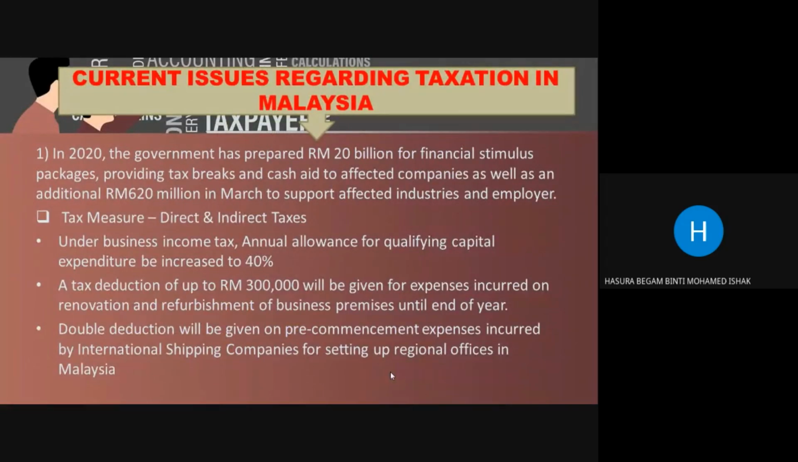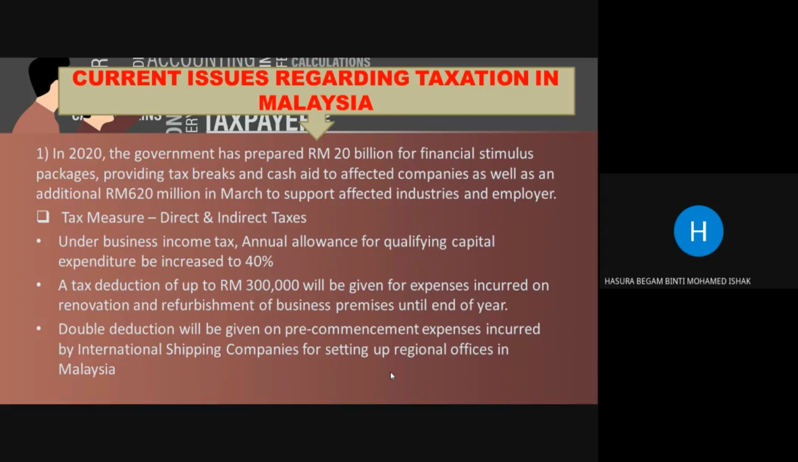So moving to the current issue regarding taxation in Malaysia. In 2020, the government prepared 20 billion for financial stimulus packages, providing tax breaks and cash aid to affected companies, as well as an additional 620 million in March to support the affected industries and also employers. So the tax measures for direct and indirect taxes are under income tax. The annual allowance for qualifying capital expenditure will be increased to 40%. A tax deduction of up to 300,000 ringgit will be given for expenses incurred on renovation and also refurbishment of business premises until the end of the year.